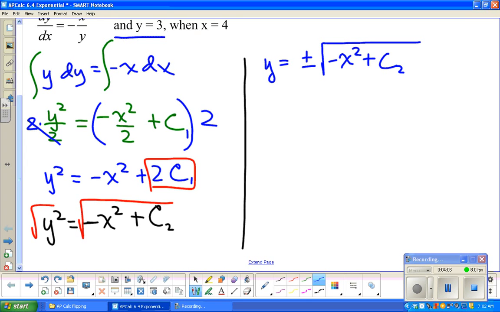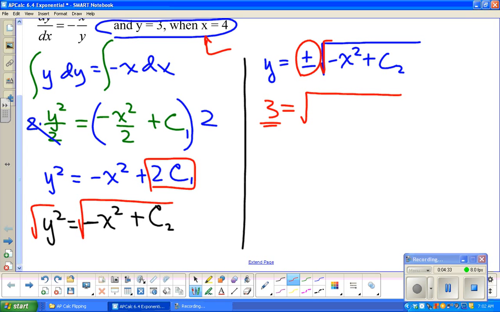So let's take our x and y. It says y equals 3, so 3 equals. Do I really need the plus or minus anymore? I mean, this is clearly a positive number, and the answer from a square root would be positive all by itself. I'm not going to have the negative there. So for this particular initial value, it's going to be the positive. So I'm not going to worry about the negative. It's just going to go away.